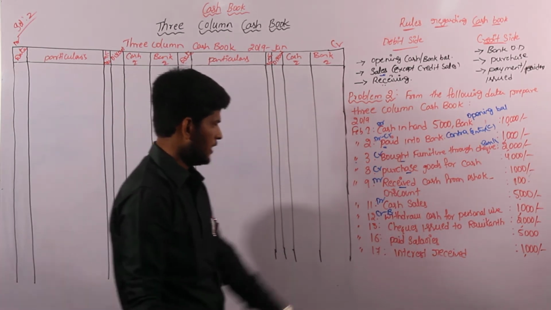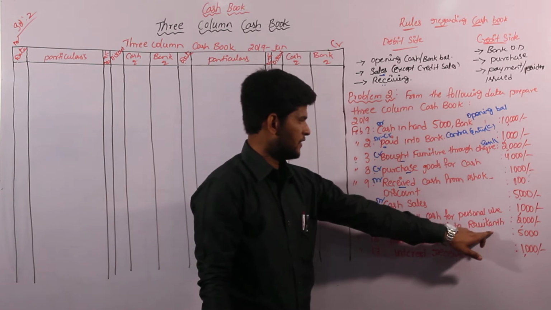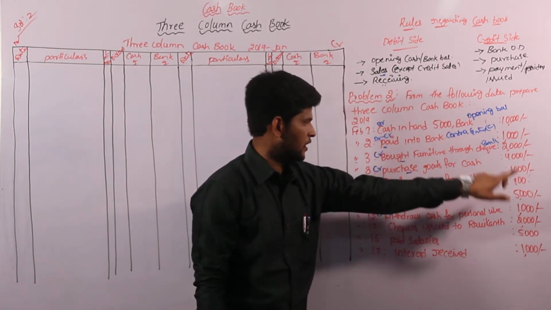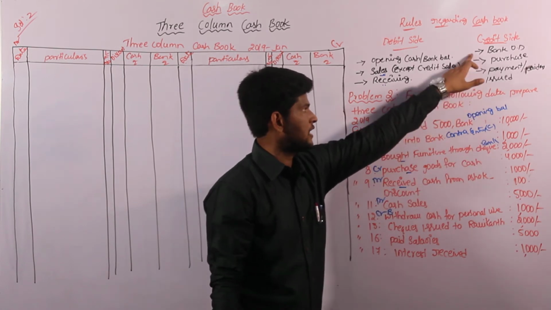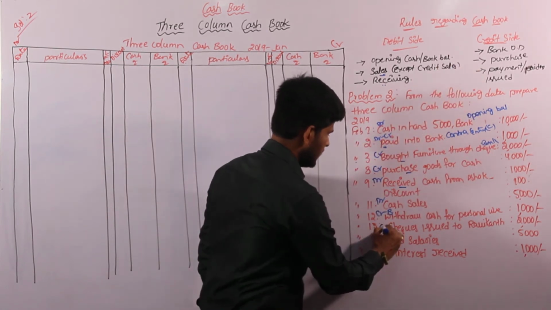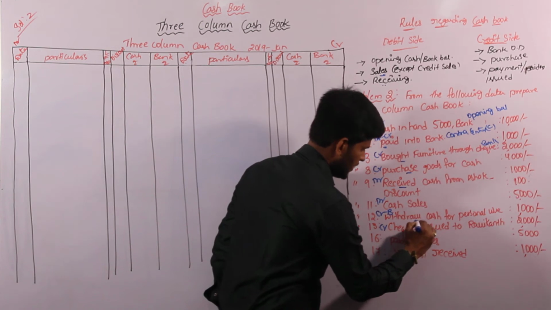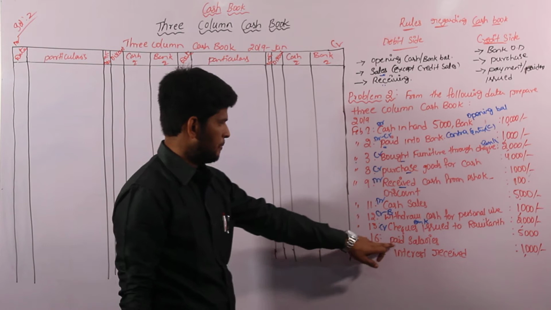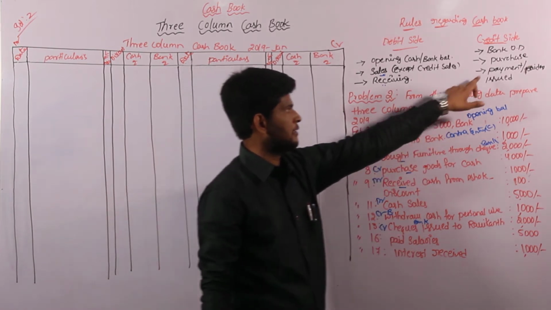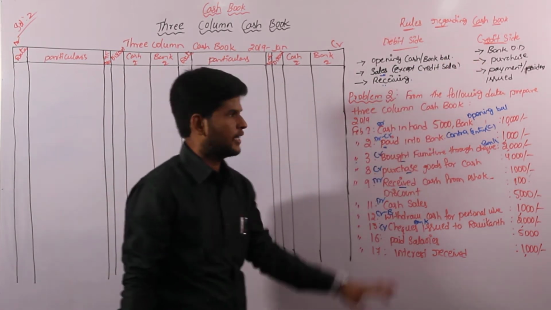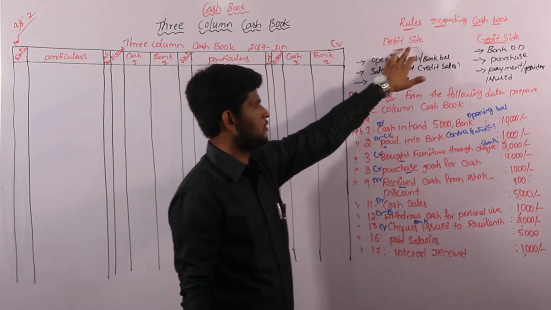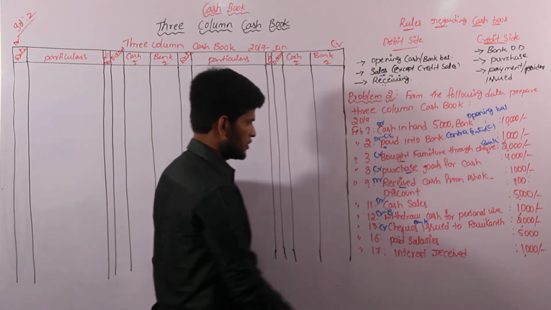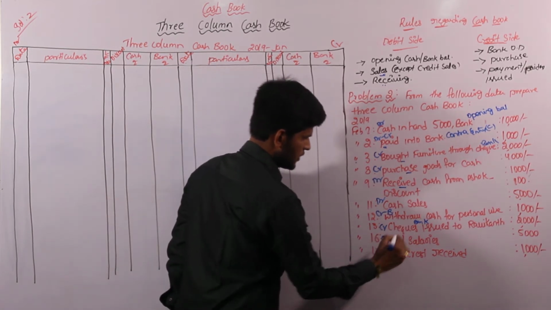And come to the next one, checks issued to Ravikant. Checks issued to Ravikant means we are issuing a check to Ravikant. Issued is nothing but giving. Giving is always on the credit side. So the check will be converted into the bank column. Right? Next one, paid salaries. Payment is on the credit side. Whatever the transaction, you just have to follow the debit values and credit side values. Okay? And next one, so it goes to the credit side.